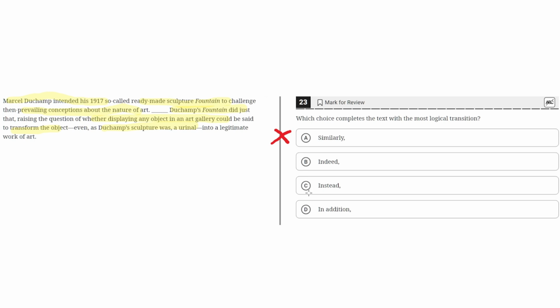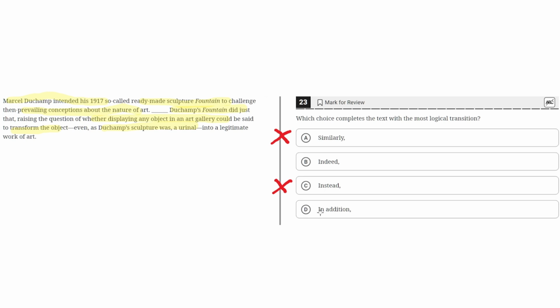C, instead. This is incorrect because instead implies that there is a contradiction between the first and the second sentence, but this is not the case because the first phrase here, Duchamp's Fountain did just that, clearly shows that the second sentence supports the first sentence. So C is incorrect.